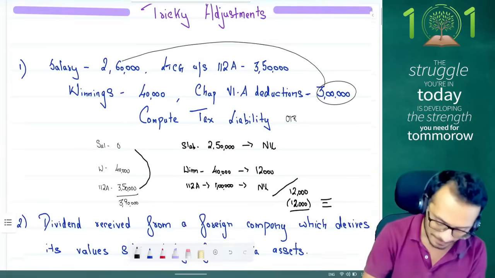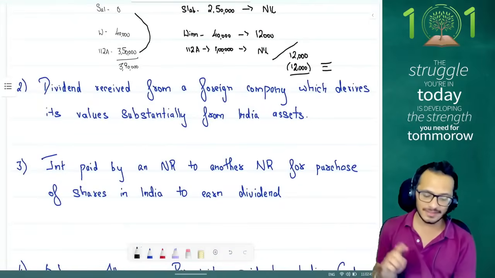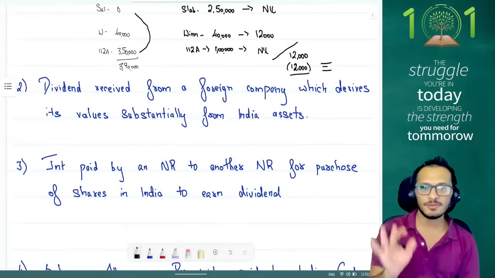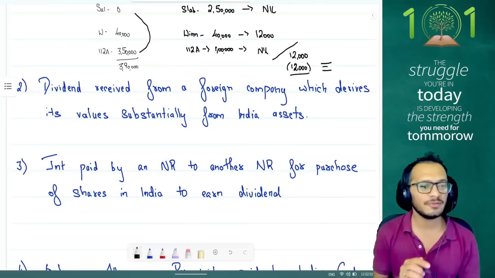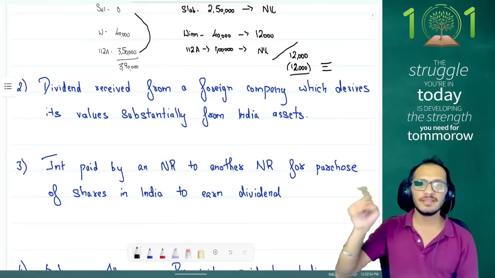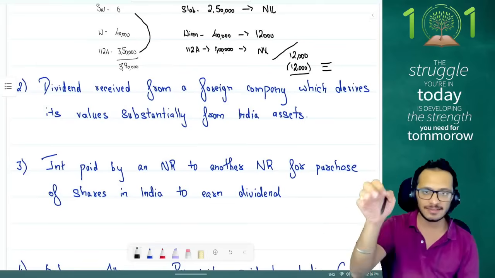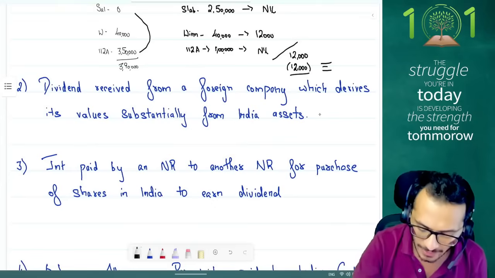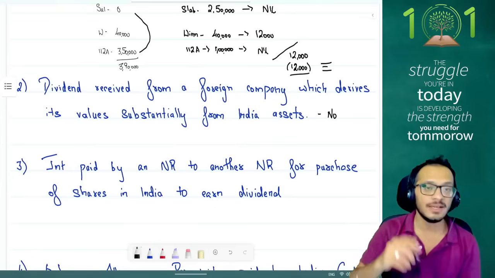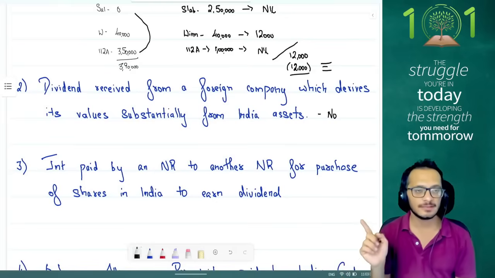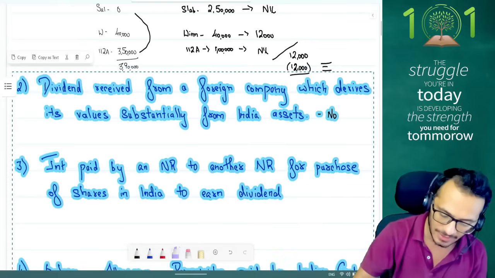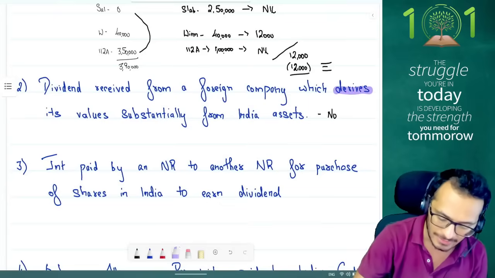Yes, very good. Next question says dividend is received from a foreign company which derives its value substantially from its Indian assets. This was a question which came up in your May 2025 examinations. The question is, when a dividend is received from a foreign company, is it taxable in India? The answer is no. You will not be taxable for this in India because only dividend from an Indian company is taxable in India. What happens to this word, people, which says it is deriving its value substantially from assets located in India? Is that of any relevance?